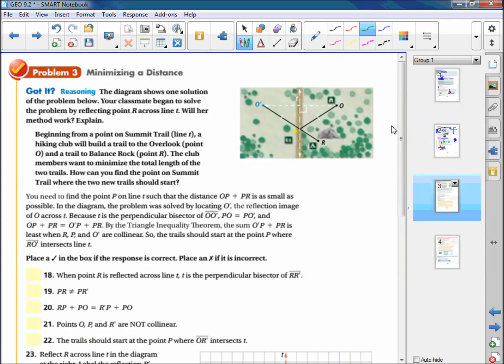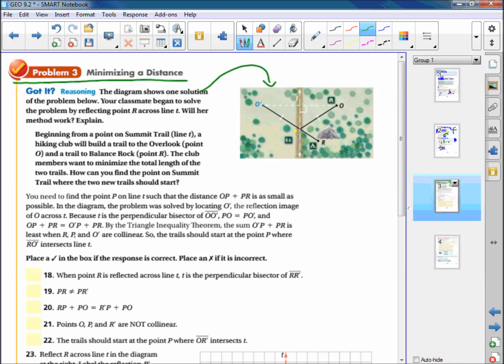On page 3, we begin with big problem number 3, minimizing a distance. So we have it here, and it says the diagram shows one solution of the problem below, and your classmate began to solve the problem by reflecting point R across line T instead of the O across line T that they do in this example here, this solution. So first we're going to talk through how this solution works after we read the problem.